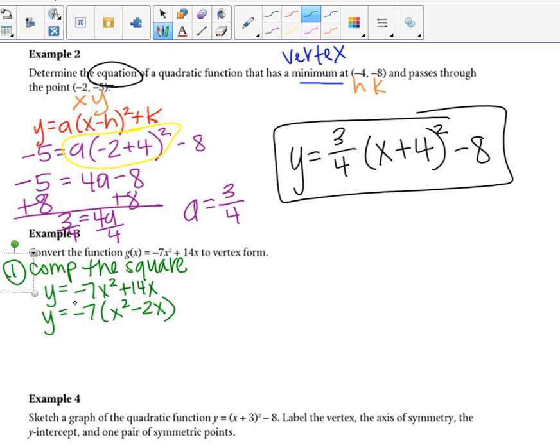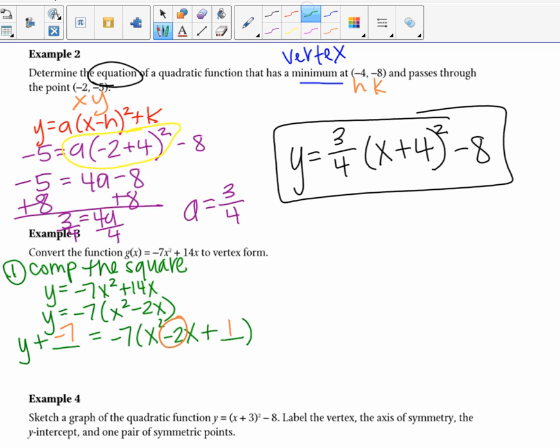Okay, so once you factored out your a, now you're going to add in your blanks. So this is normally like 0 or a number plus a blank. Now it's just going to be y plus a blank equals -7 times x squared minus 2x plus a blank. So remember, in the blanks, you're going to take that -2, divide it by 2. So -2 divided by 2 is -1. -1 squared is a +1. But we didn't just add 1. We added 1 times -7. So -7 goes over in the blank.